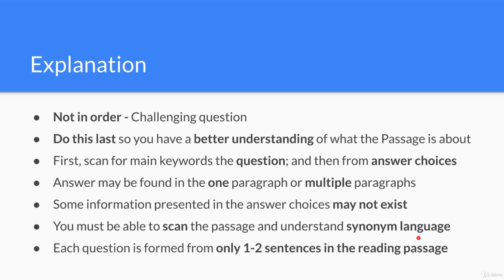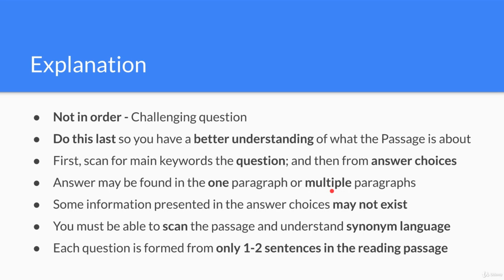Lastly, just like every other question type, this question is also going to be formed from only 1 to 2 sentences in the reading passage. So what I mean by that is that let's say if you have 2 different answer choices that you are looking for, you might find one answer choice in one paragraph and the other answer choice in a different paragraph. Well, in each one of those paragraphs, the answer choices are going to come from only 1 to 2 sentences. So you might find one sentence that talks about your answer choice in one paragraph, and you might find another sentence or another 1 to 2 sentences in the next paragraph.